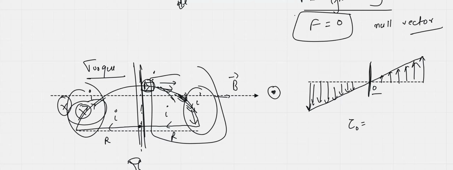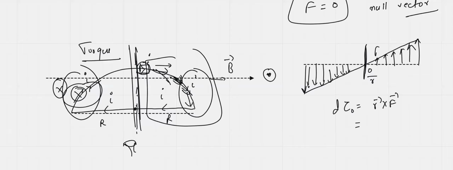If you go at some distance R, the force is upward. So let's talk about the torque. Due to this, it is R cross F. Yes, this is the force here. What is the force? This force coming up is due to the current itself. I can say it is L cross B. This is what I'm going to get.